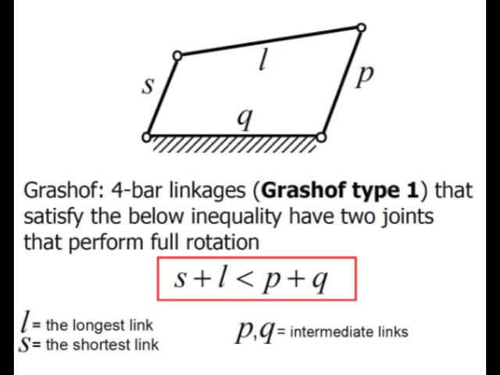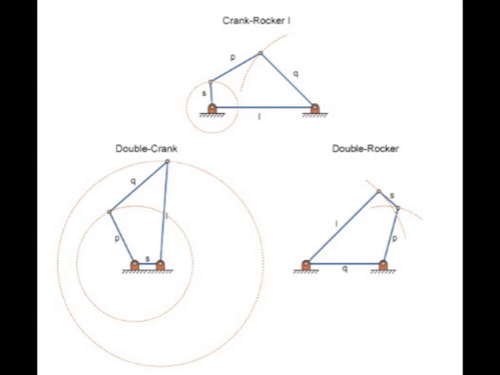This means that two joints are able to perform complete revolutions and two are able to oscillate between the motion limits. If Grashof's rule is not satisfied, then the linkage is known as a Grashof type 2. This implies that no joint can perform a complete revolution and all joints oscillate between the motion limits. Type 1 Grashof links are further separated into three categories: 1.1, 1.2, and 1.3.